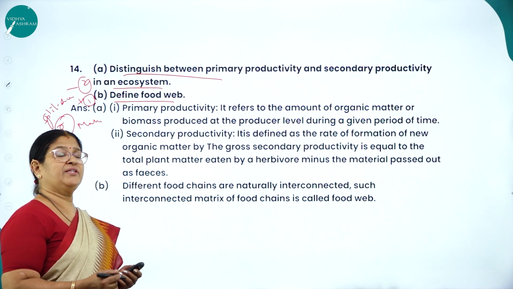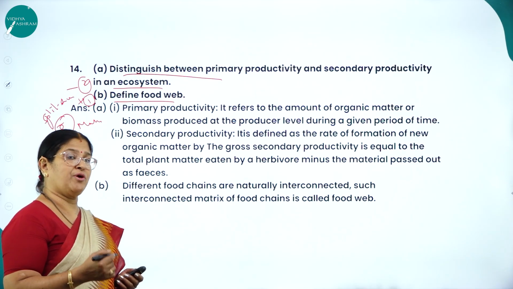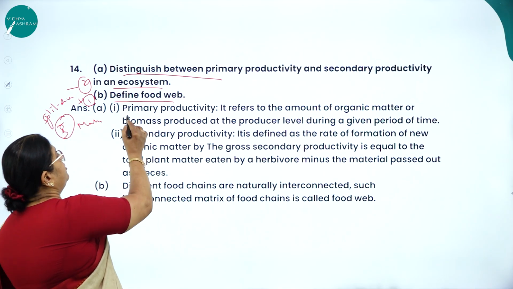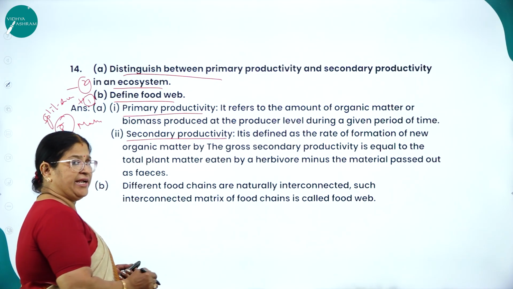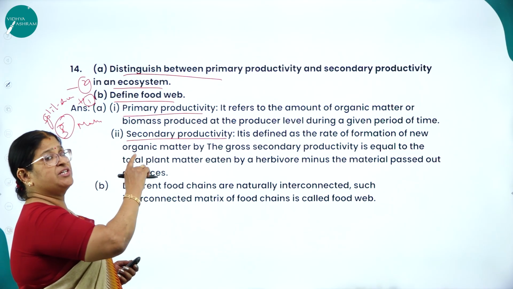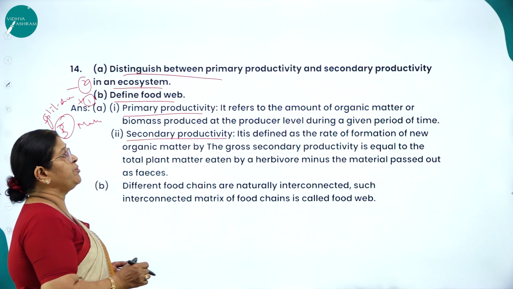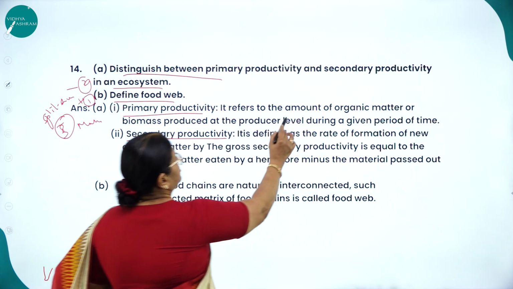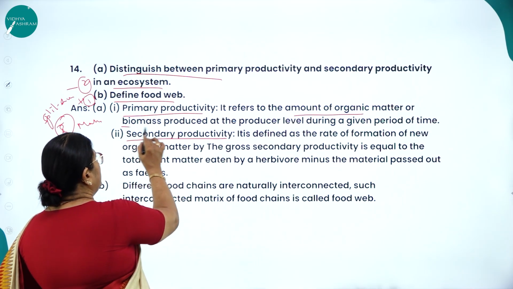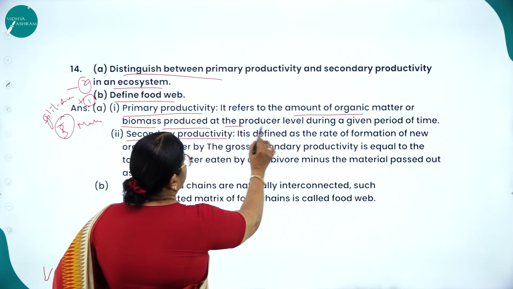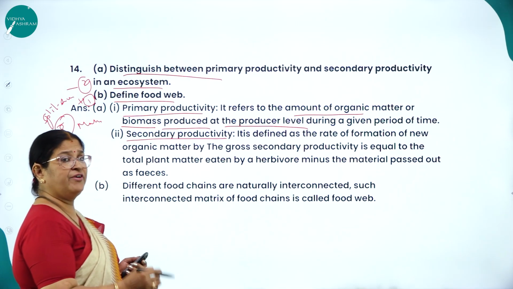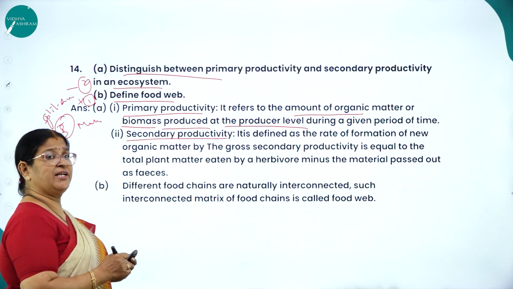What is productivity? The rate of biomass production is called productivity. It is broadly classified into primary productivity and secondary productivity. So distinguish between primary productivity and secondary productivity. Primary productivity means what? It refers to the amount of organic matter or biomass produced at the producer level during a given period of time.